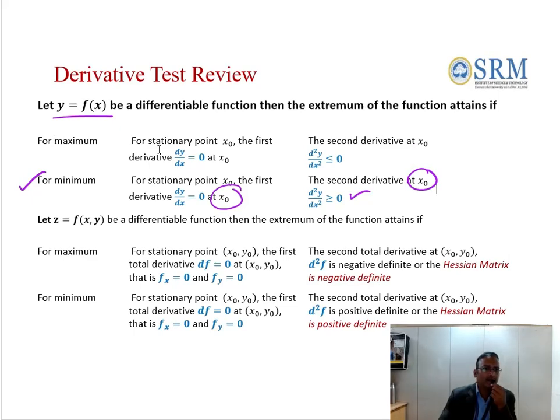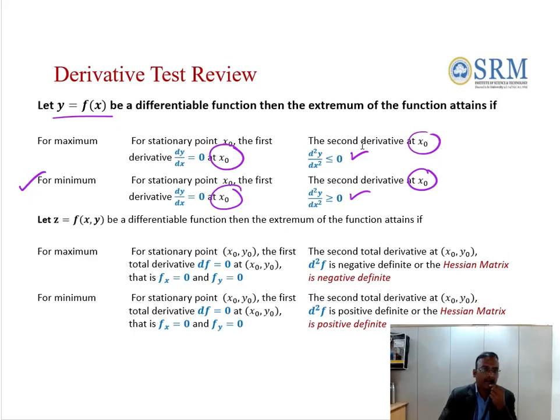Similarly, for maximum, to find the stationary point, equate the first derivative to 0, that gives the point x0. Then you go for the second derivative test, d square y by dx square. If the second derivative at the point x0 is less than or equal to 0, then the function attains maximum at the point x0. This is what one variable calculus says.